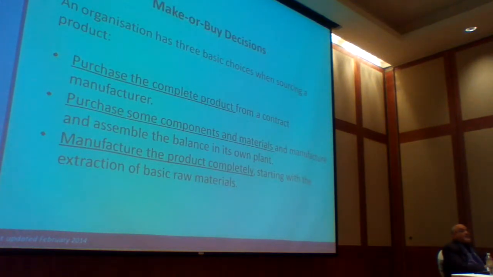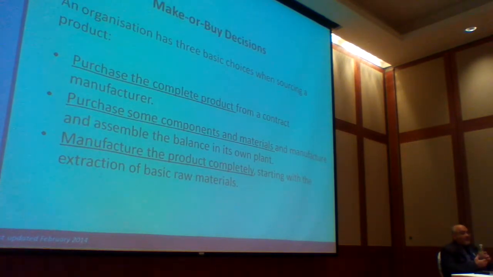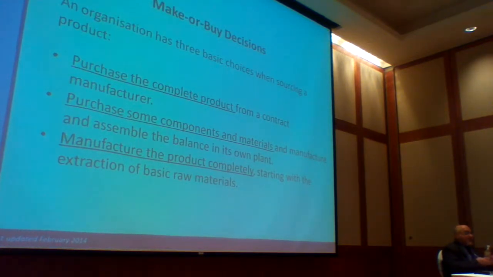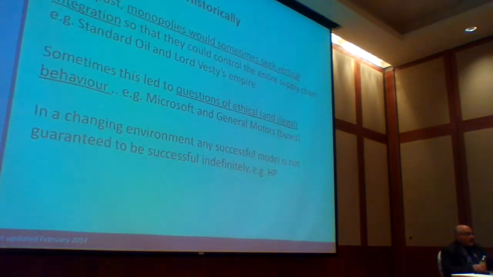You have different decisions with regard to purchasing. You can sometimes purchase the whole product, everything, and go and resell it. Like trading. You become like an agent, a reseller. Alternatively, you can purchase some components and manufacture the rest. And thirdly, you can manufacture everything. So you have these different options.